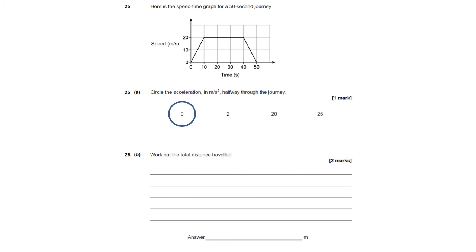For part B, we need to work out the total distance travelled. So on a speed-time graph, the total distance travelled is equal to the area under the graph. The graph is a trapezium shape, so we can use our formula for a trapezium to work this out. So it's half times by the two parallel sides added together. So the top parallel side is 30. The bottom one, going from 0 to 50 there, is 50. And that's all multiplied by the perpendicular height of the trapezium, which in this case is 20, as the top speed is 20. This is 40 times by 20, which gives us an answer of 800 metres.